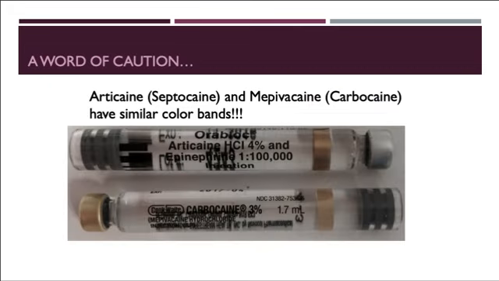Now, getting back to articaine and mepivacaine. They both have very similar colored bands. One of them is shiny, which is articaine, and the other one is more of a satin finish, which is carbocaine. You can kind of see that the aluminum collars on the heads of both of these are different colors. One's silver and one's gold.